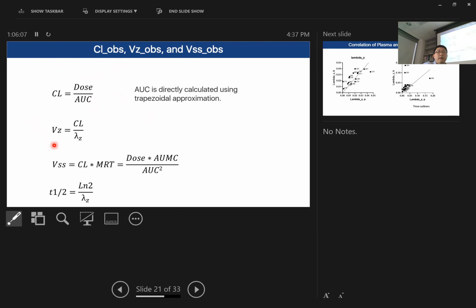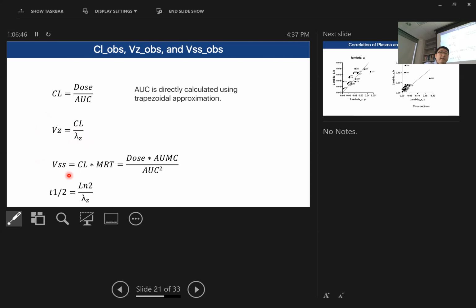Then how they calculate the volume of distribution. They give two types of volume of distribution. I think this one they call VZ. Z means, I think, lambda Z. So it's more like elimination-related volume of distribution. To calculate that, just use the clearance, right? Remember we said clearance equals Ke times volume of distribution. So if you know the clearance, you divide by the elimination rate constant, you can calculate the volume of distribution.